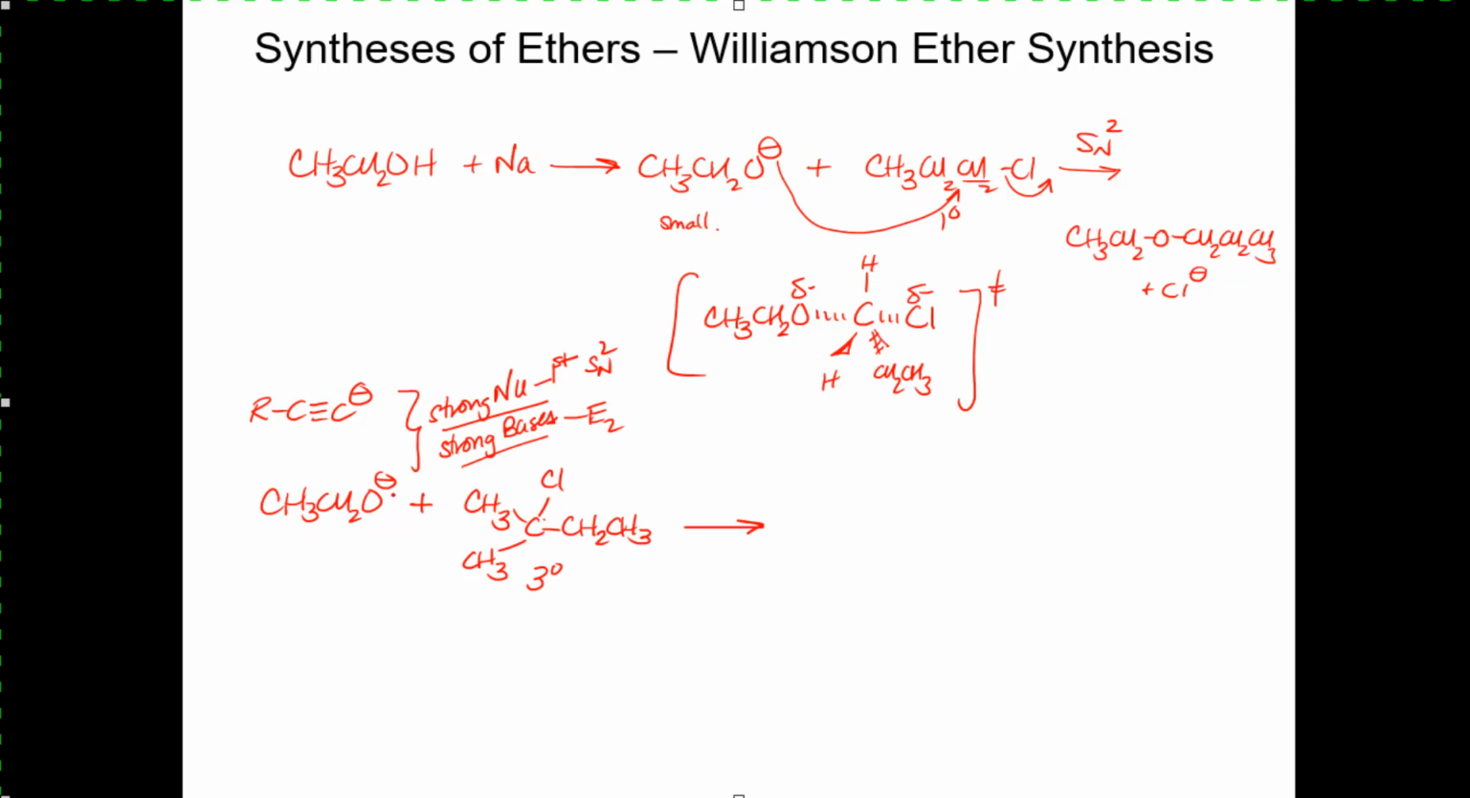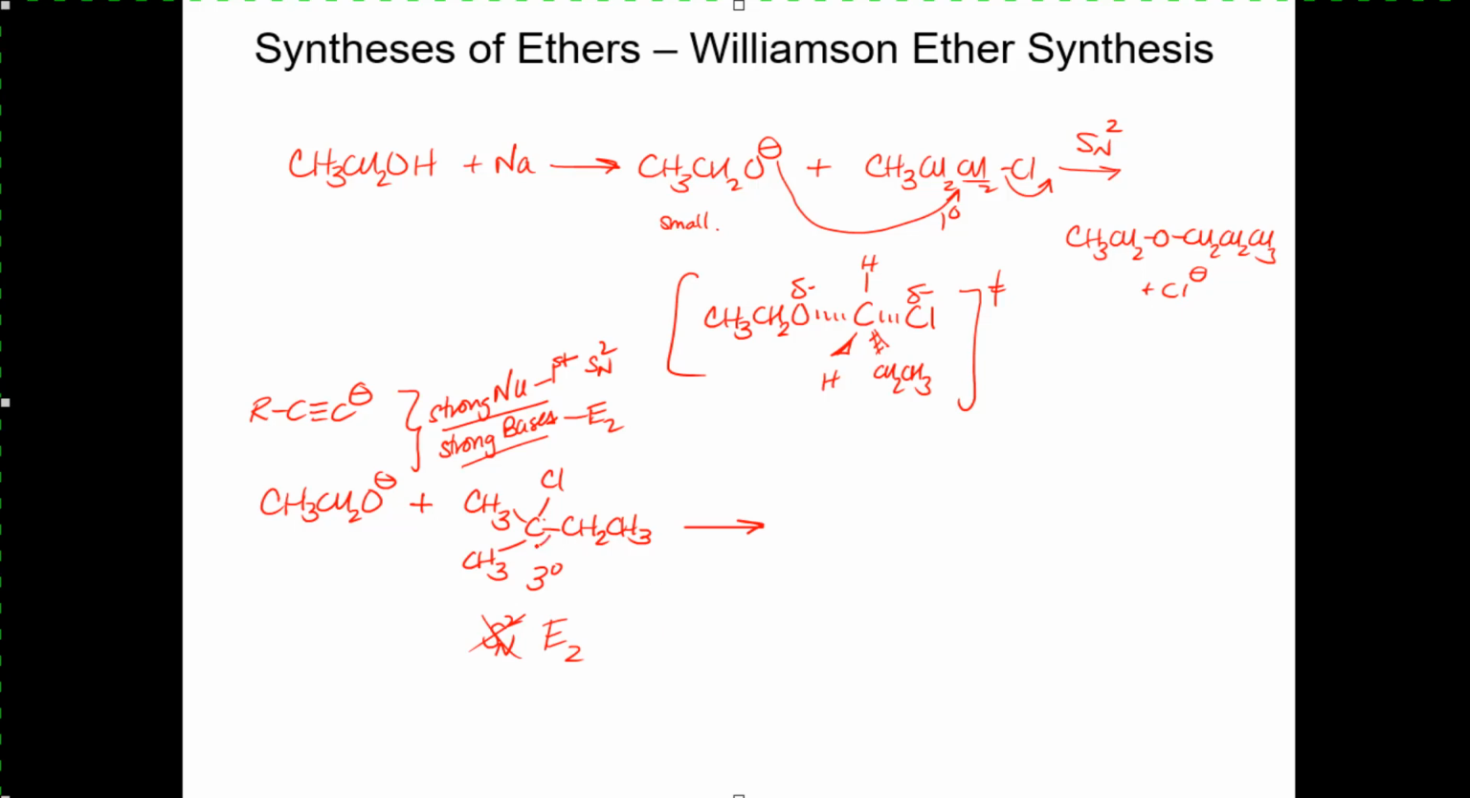So this alkoxide trying to react with a tertiary halide, can it do SN2? No. Right? This can't do SN2 because it's a tertiary halide. It's too sterically hindered. So what's it going to do? It's going to act as a base and do an E2 reaction. So what's going to happen?